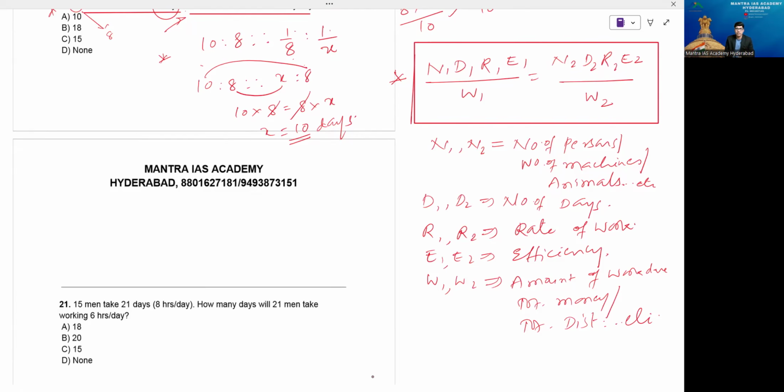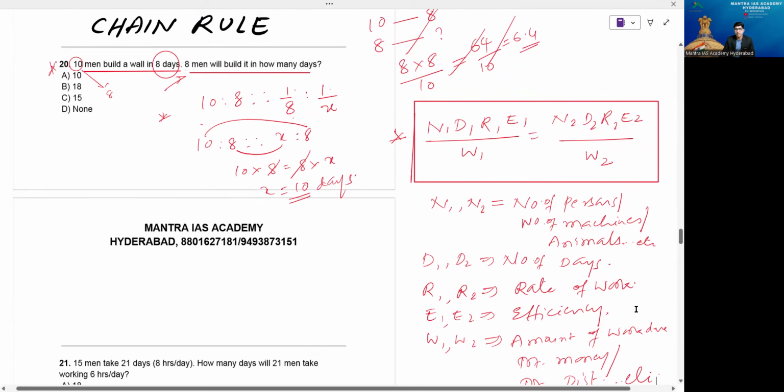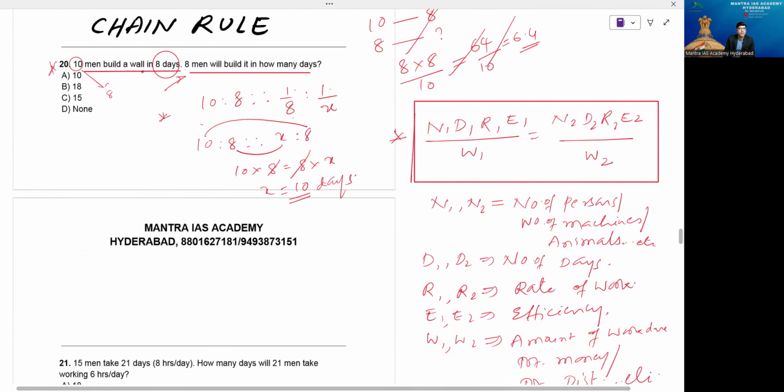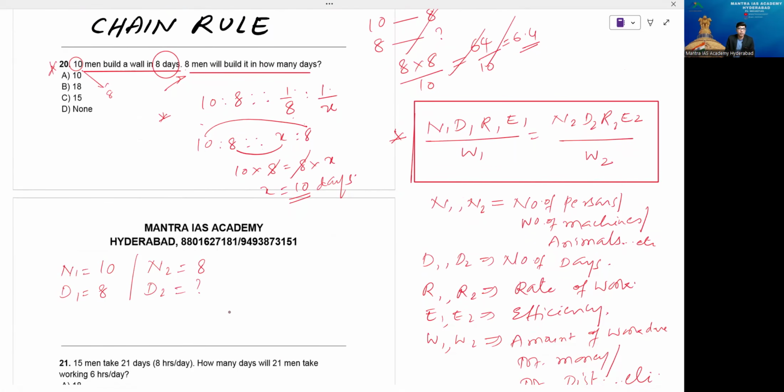Total work is nothing but W1, we can consider. So the formula here is N1 D1 R1 E1 by W1 is equal to N2 D2 R2 E2 by W2. In our first question, 10 men build a wall in 8 days. So N1 is how many members we have? 10. They will do it in 8 days. The second case is how many days can 8 members build the wall? My target is D2, I have to find it out.